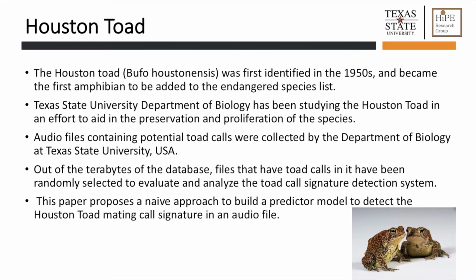Houston Toad. Its scientific name is Bufo houstoensis. It was first identified in the 1950s and became the first amphibian to be added to the endangered species list.